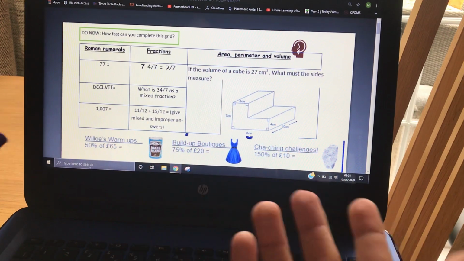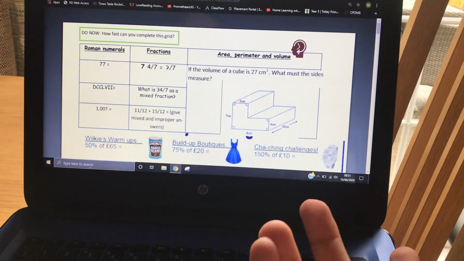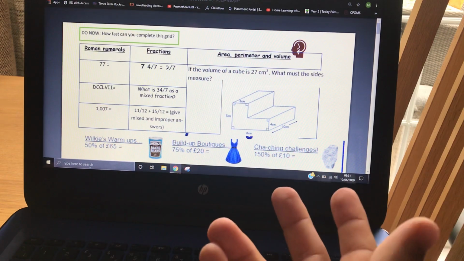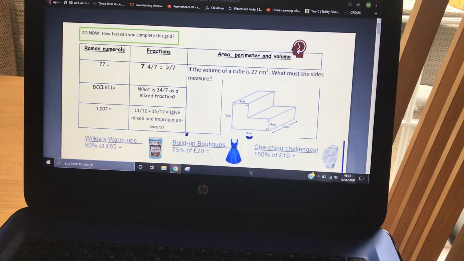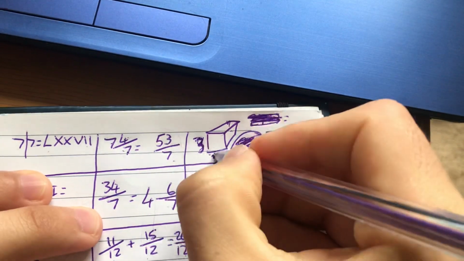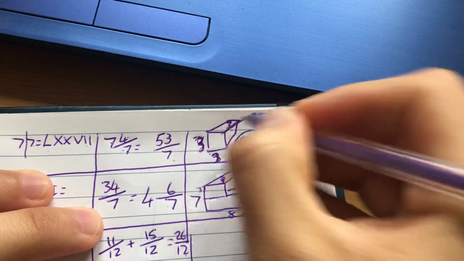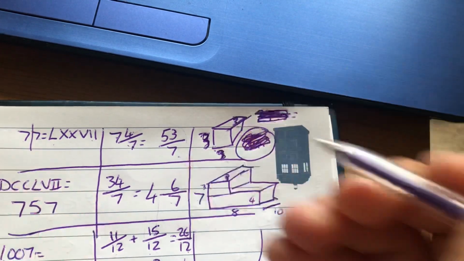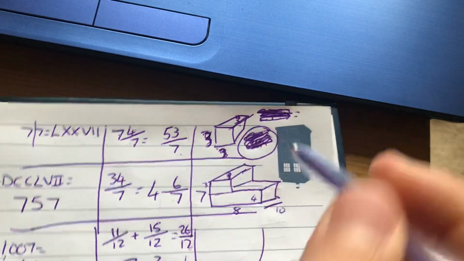3 times, you can go through it if you wanted to. 3 times 3 is 9, times 3 is 27. So, the sides must measure 3 by 3, and then by 3 as well, to make 27. So the answer is 3.